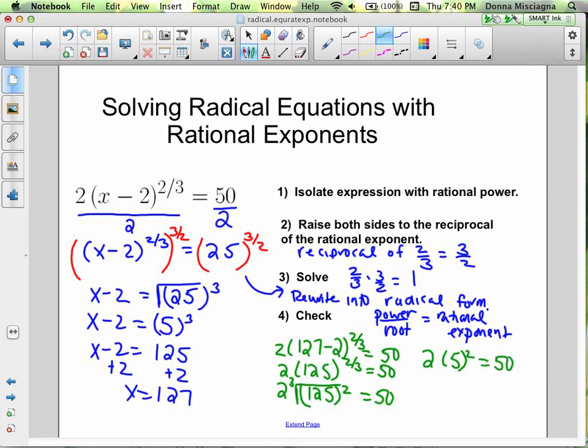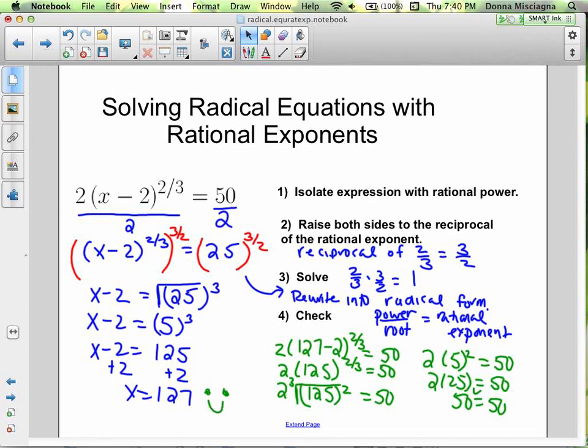Got to square first, order of operations. So we've got 2 times 25, and that indeed does equal 50. Another good solution. Happy face to you, Mr. 127. You worked out perfectly well. So far, so good. No extraneous solutions. These have all been good solutions. All right, so let's continue on. I don't remember how many there are.